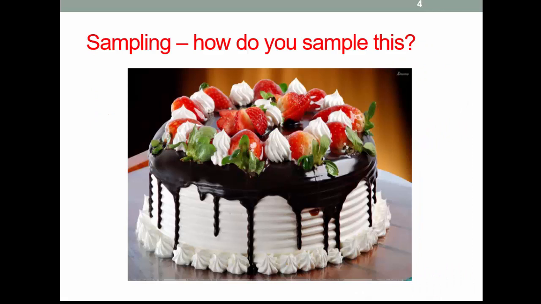So here's a cake. You've been asked to do a chemical analysis of the composition of the cake. You've been told that you only take a small amount of the cake for analysis. How would you make sure the sample you analyse is representative of the whole cake?